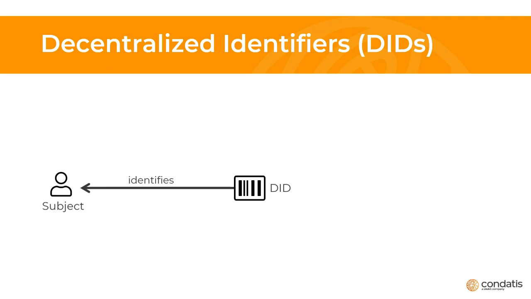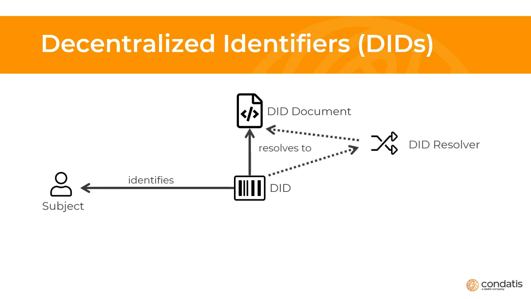The DID can be resolved into a DID document using a DID resolver. So a DID document describes the subject, so it contains data associated with the DID. So for example, it can contain service endpoints or public keys to verify signatures. We'll look into the details of the DID document later.